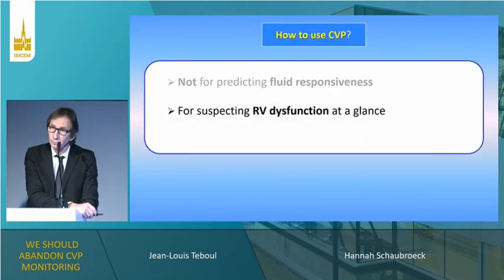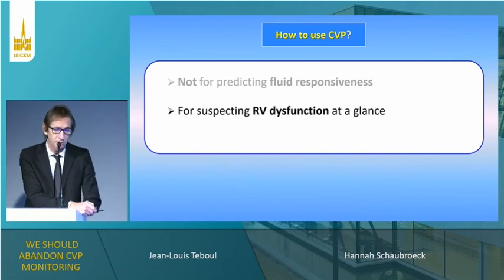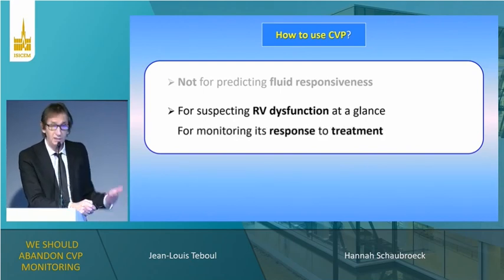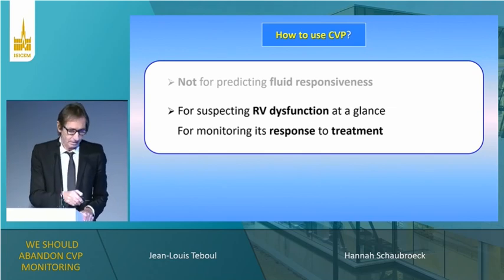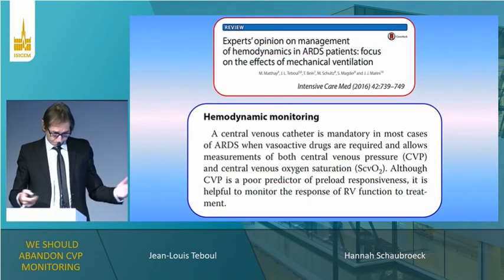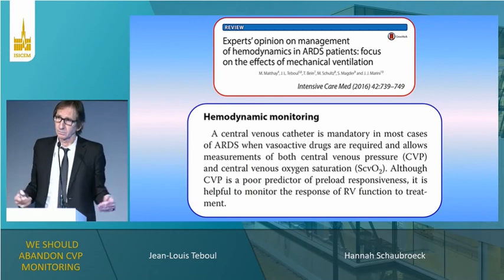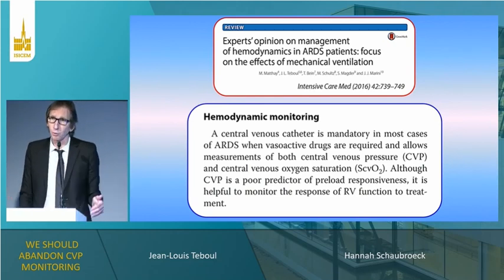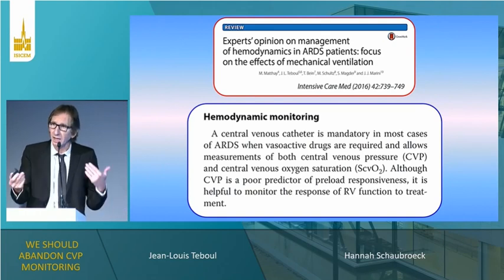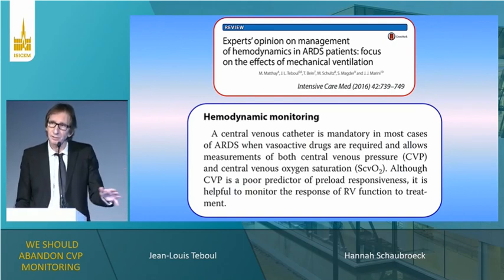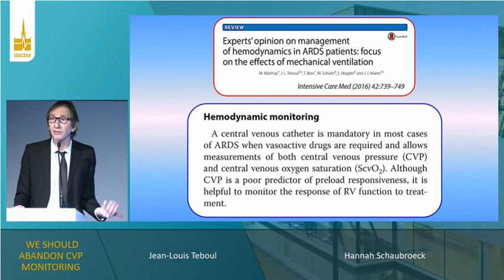So, I use CVP first for suspecting RV dysfunction, right ventricular dysfunction, just at a glance, and for monitoring its response to treatment. If you use CVP as a marker of the right ventricular filling pressure, it could be very interesting to guide treatment, for example, during shock and ARDS.